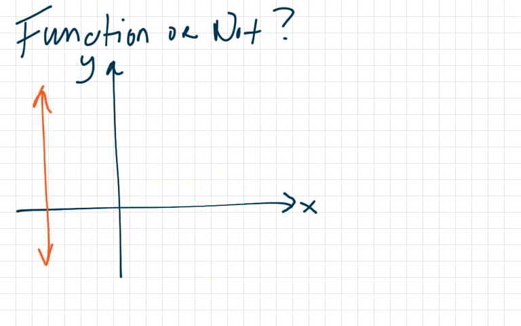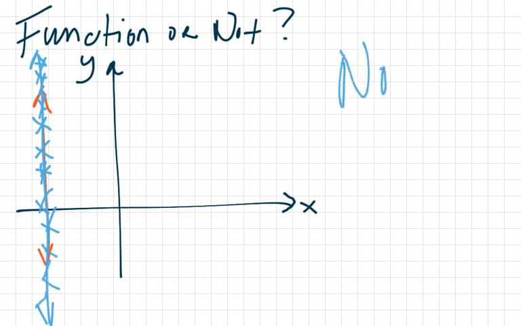Let's look at this one. Now we have a vertical line. So if I were to impose a vertical line on top of this vertical line, would they have points where they intersect? And guess what? It's technically every point on this line. So this relation is not a function.